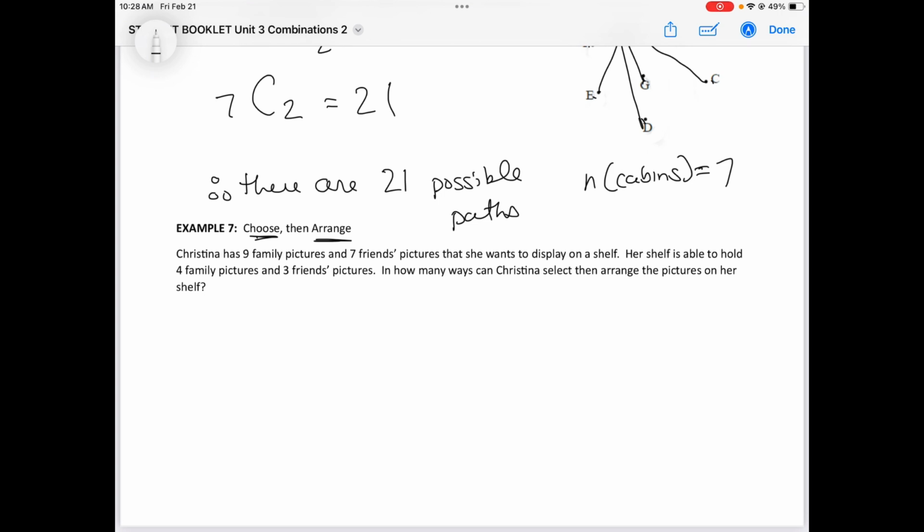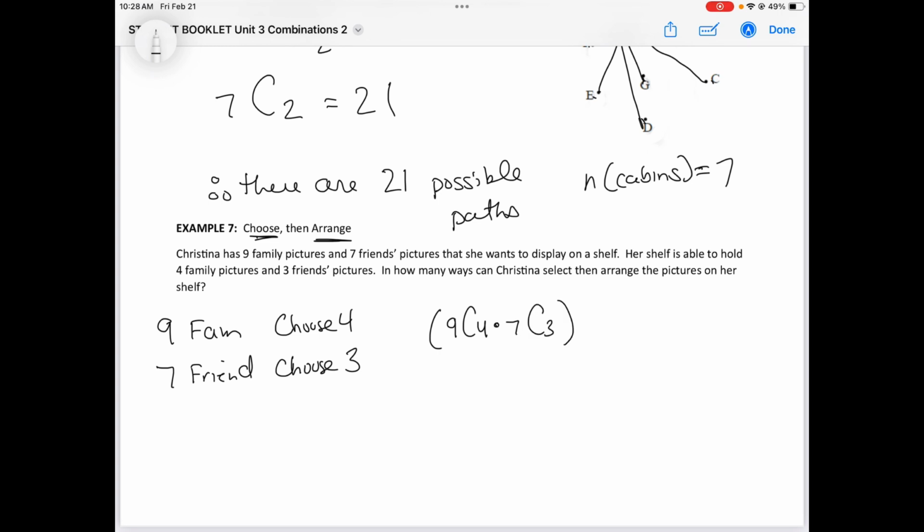So Christina has 9 family pictures. I'm just writing down my givens, and 7 friends pictures that she wants to display on a shelf. Her shelf is able to hold 4 family pictures, so we have to choose 4 of these, and it can hold 3 friends pictures, so we're going to choose 3 from the friends. Already in my head, I'm thinking 9 family, choose 4, times 7 friends, choose 3. That's if we just want to choose them.